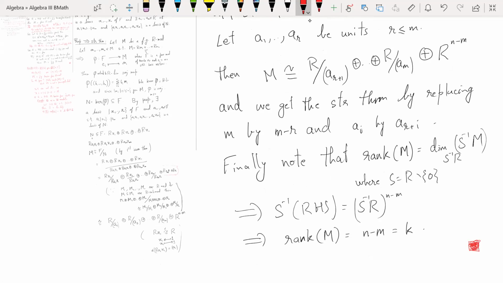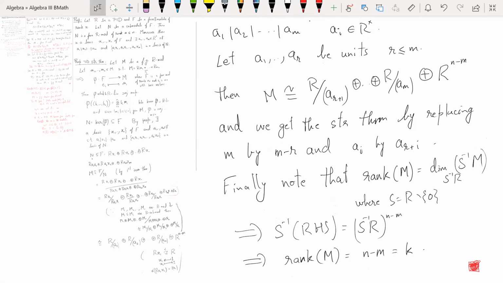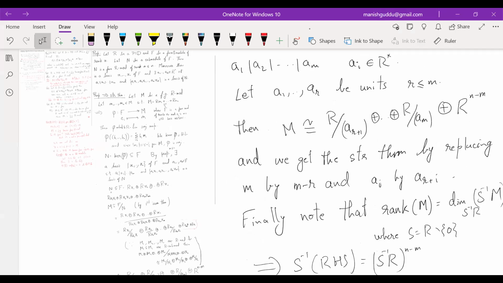Of the structure theorem, assuming the proposition. As you can see, I didn't do anything tricky here. I just realized M as a quotient of a free module, and these are some standard steps. There is nothing tricky, just writing down the arguments. Okay.